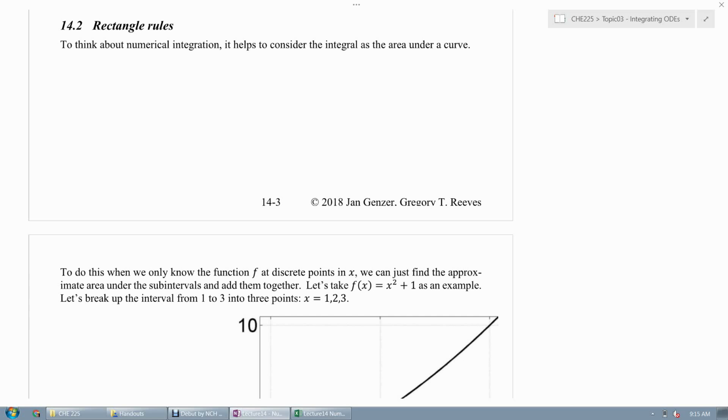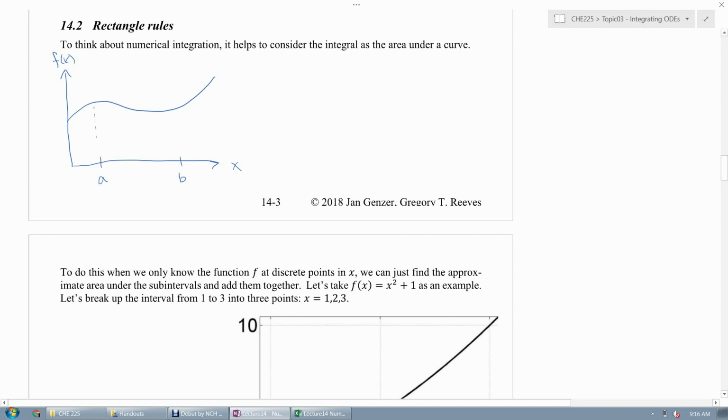So to think about numerical integration, it often helps to consider the integral as the area under a curve. Let's say you have a set of axes, x on the horizontal axis, and on the vertical axis you have f of x. And let's say your f of x is some sort of curve, and you want to find the integral of f of x between points A and B in x.